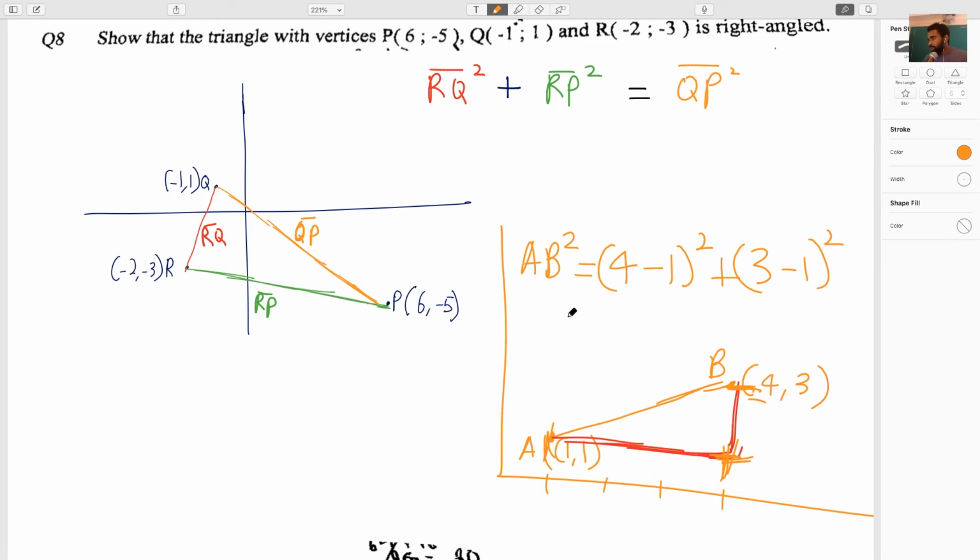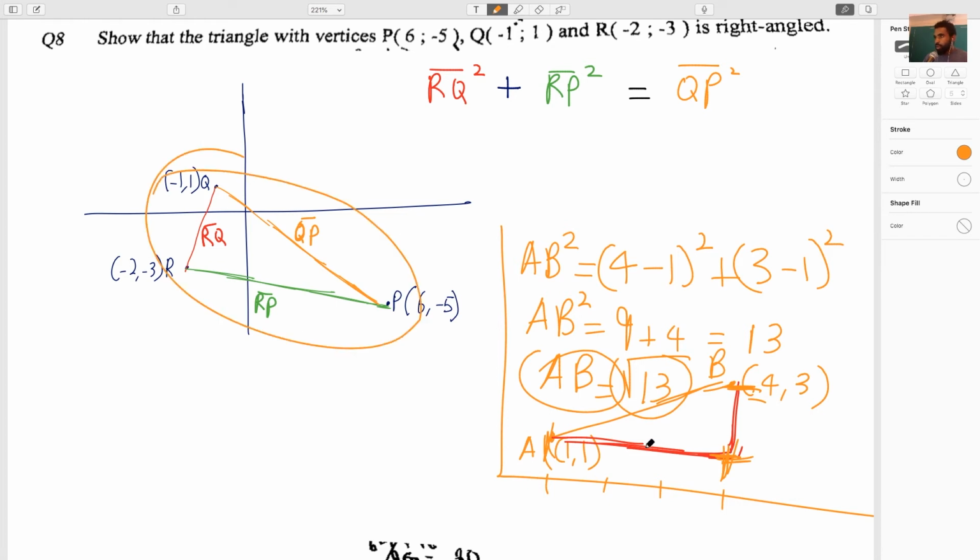So when we do this, then we would end up with AB squared is equal to 9 plus 4, which is equal to 13, right? And then if we wanted, we could find AB. So we could find the square root of 13, and that would be AB. But as you'll see here, we don't even need to get to the square root part. We can keep it as AB squared. So let's get back to the question.